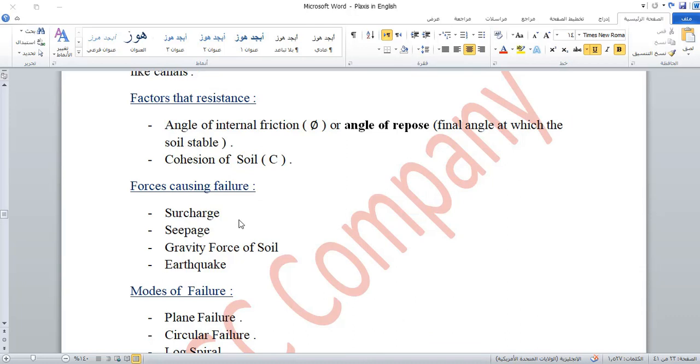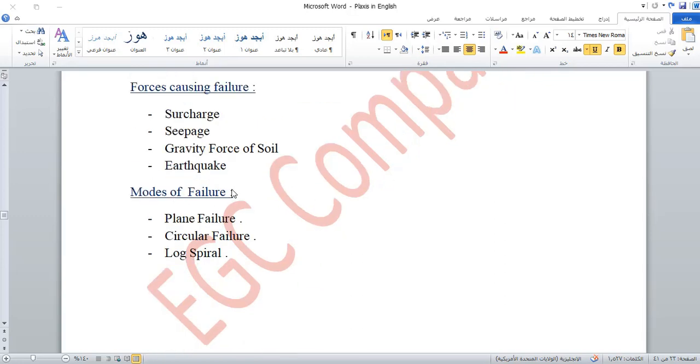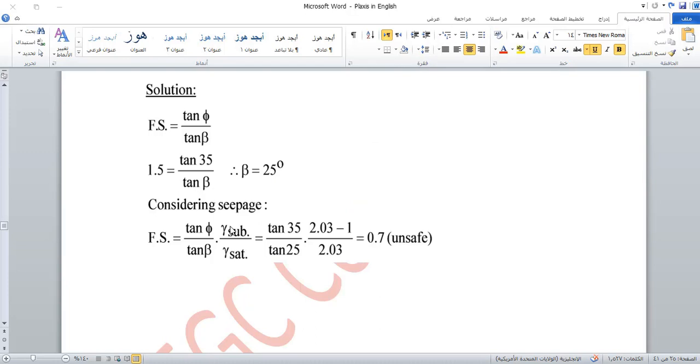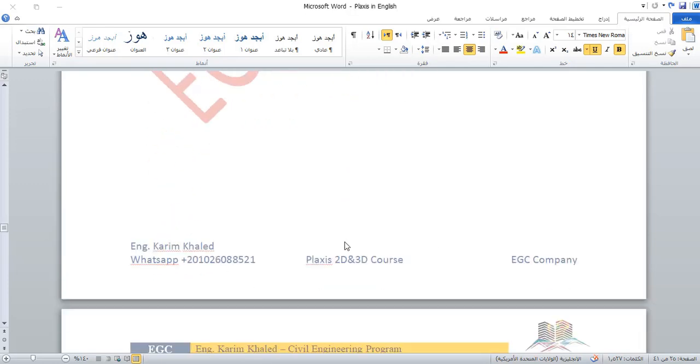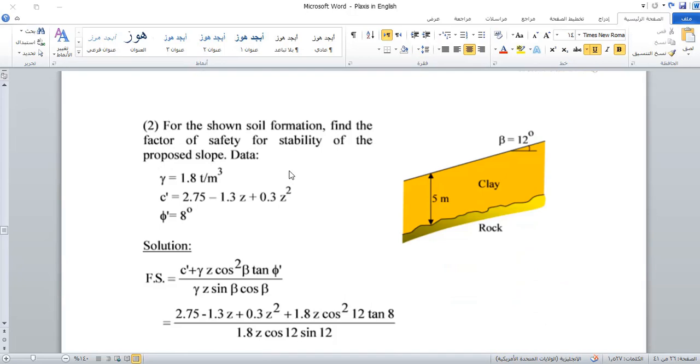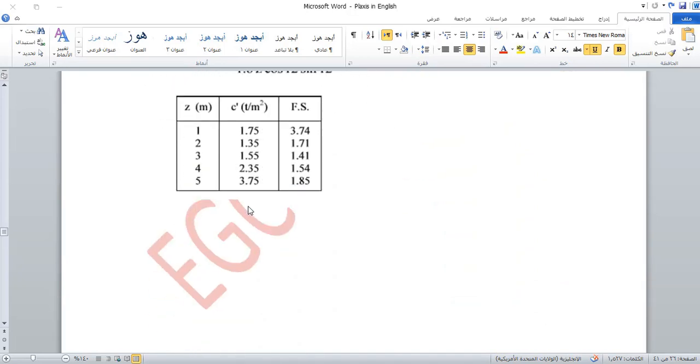Forces causing failure: surcharge, seepage, gravity force of soil, earthquake. Modes of failure: gamma submerged over gamma saturated equals 0.7, unsafe. And that is another example.